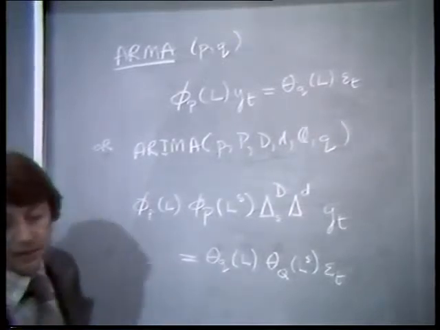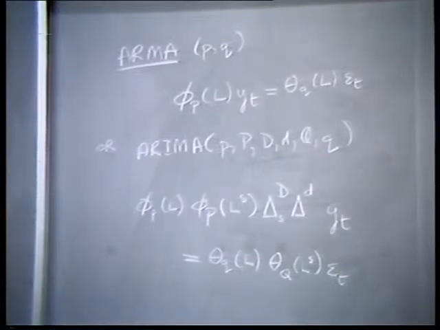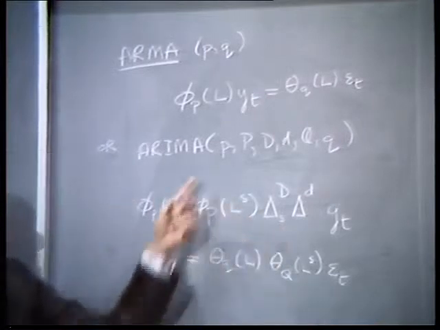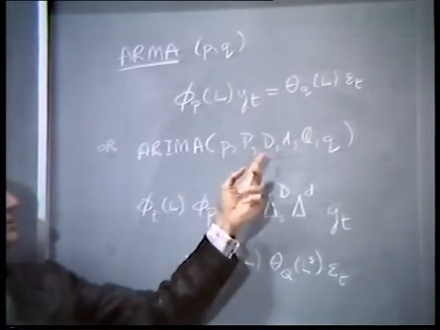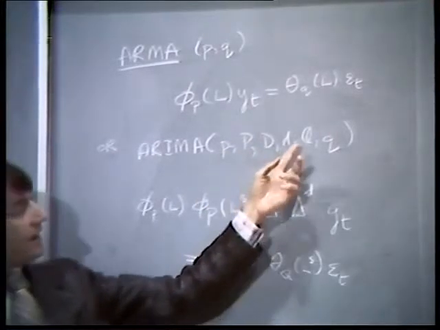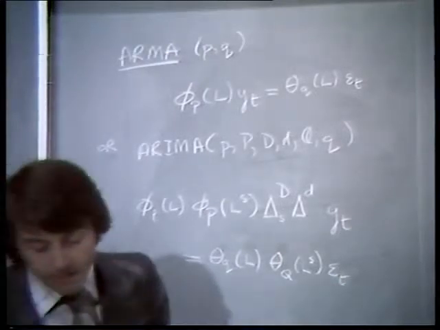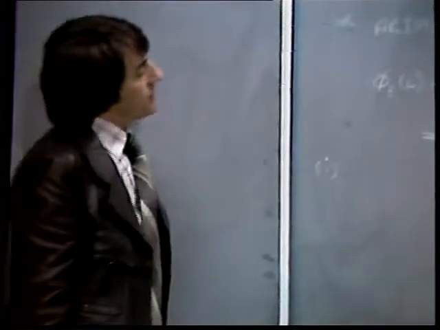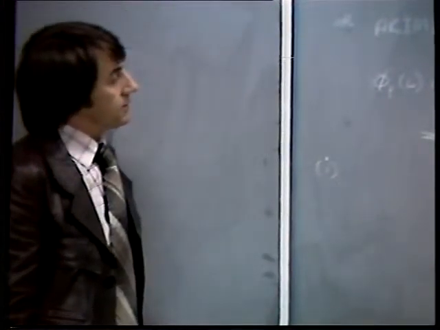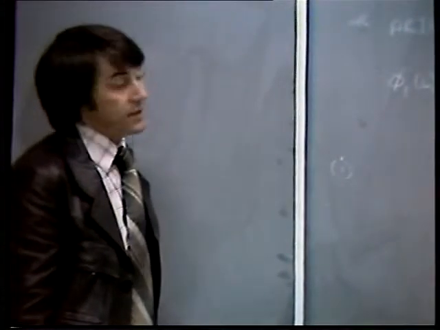And the problem that I'm looking at today is that of determining the orders of the polynomials in models of this type and similar models, so that in this context we want to determine empirically the values of small p, capital P, capital D, small d, capital Q, and small q. One method that's been proposed for determining those parameters empirically is that associated with Box and Jenkins.